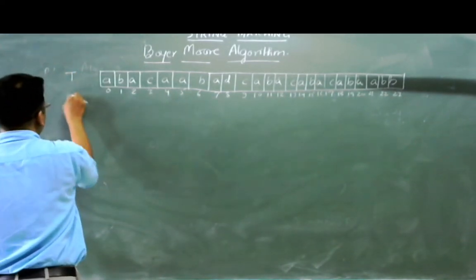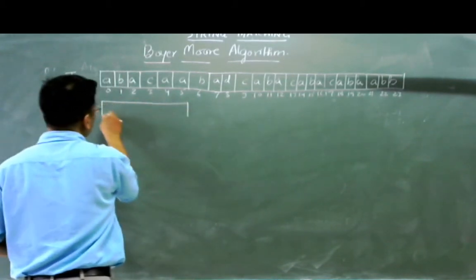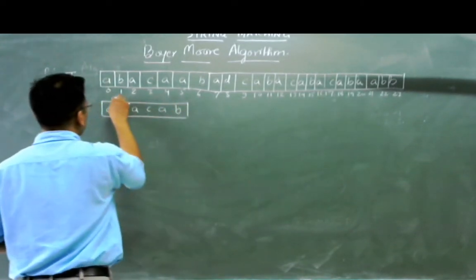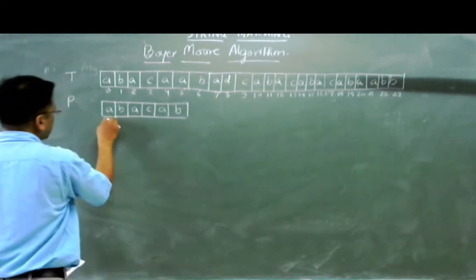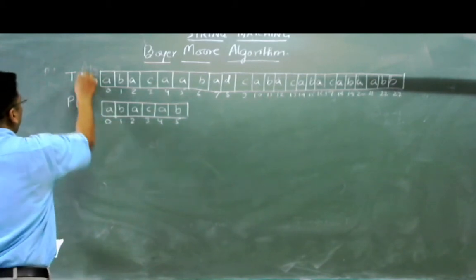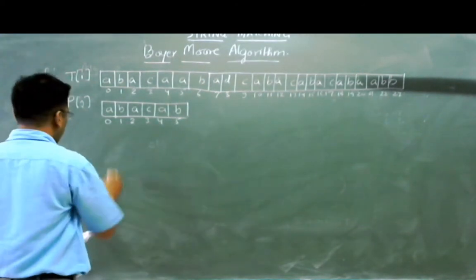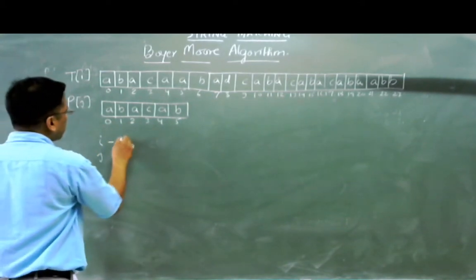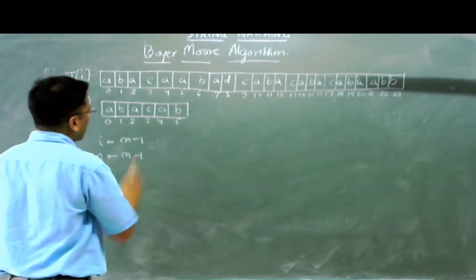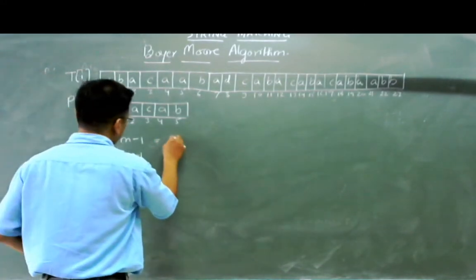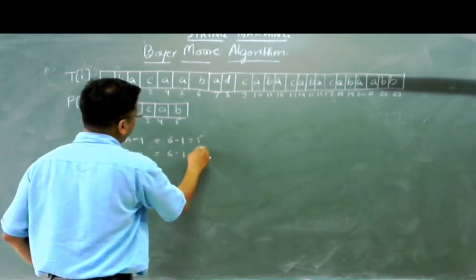Okay, so it is a 24-character string, and this is the text, and now the pattern is A B A C A B. Its index is 0, 1, 2, 3, 4, and 5. P is represented with the index j, and T with the variable i. First of all, according to the algorithm, we shall initialize the two variables i and j. i would be equal to m minus 1 and j would be equal to m minus 1. Here the length of the pattern is 6, so the value would be 6 minus 1, which is 5 and 5.